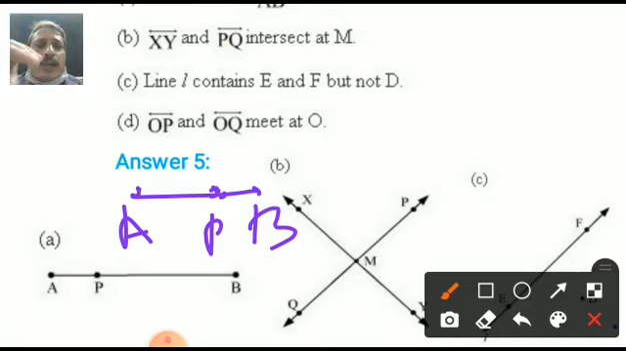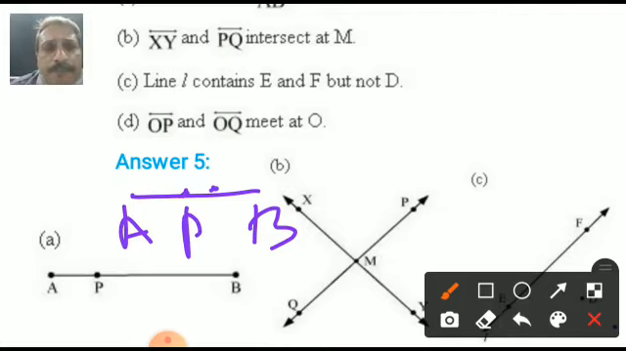Not particularly whatever is given here or in the textbook. You can take anywhere. Suppose you can take P here also, no problem. In the middle also you can take it, students. See, I want to take P in the middle, no problem. Clear? Anyone has a doubt regarding this?